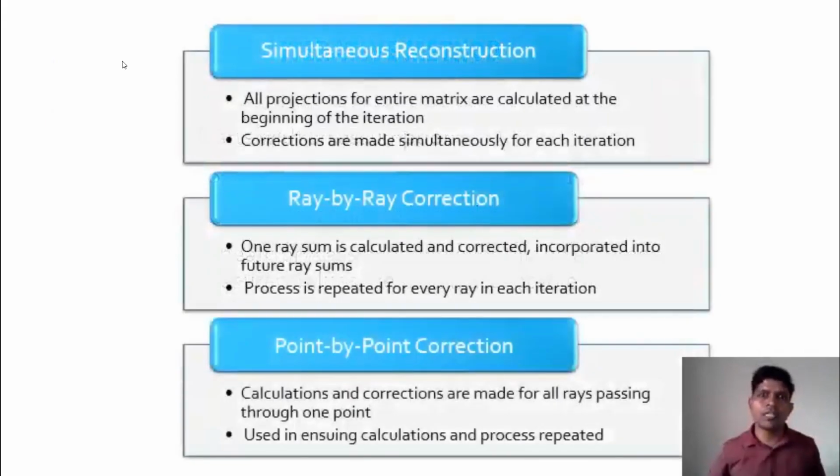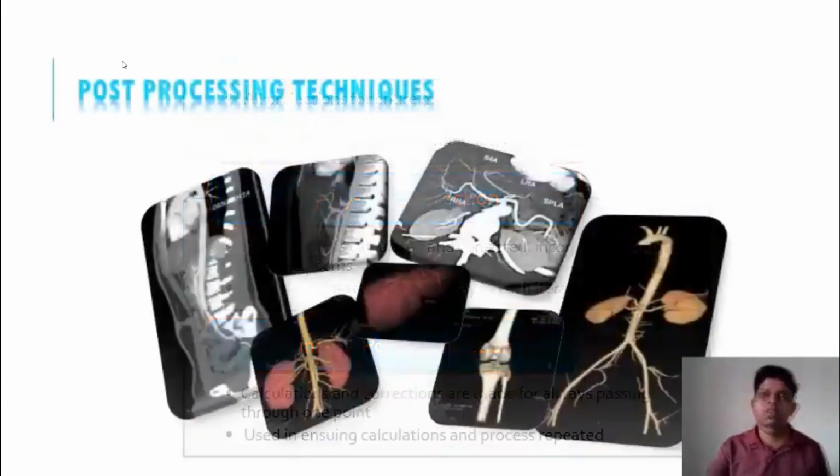In the iterative method there are different types: simultaneous reconstruction, ray by ray corrections, and point by point corrections. These are the three different types, you can go through them. I'm not explaining them briefly here. So these are the different types of methods available.